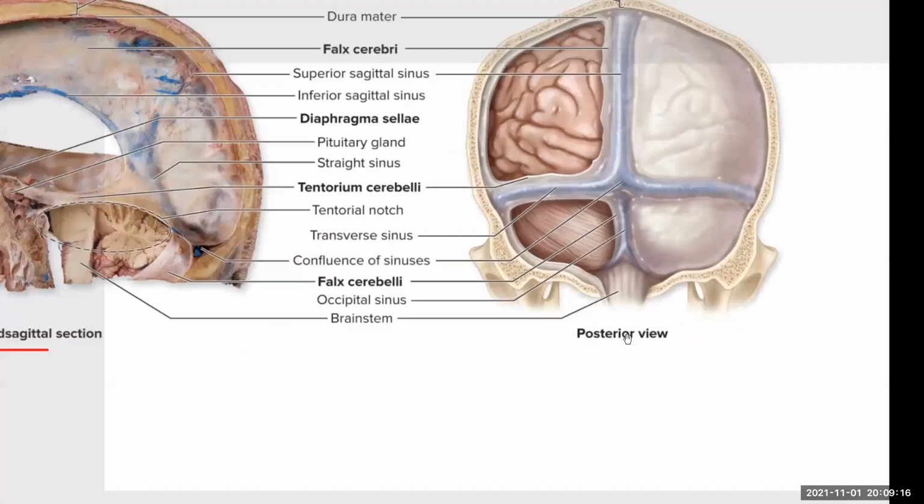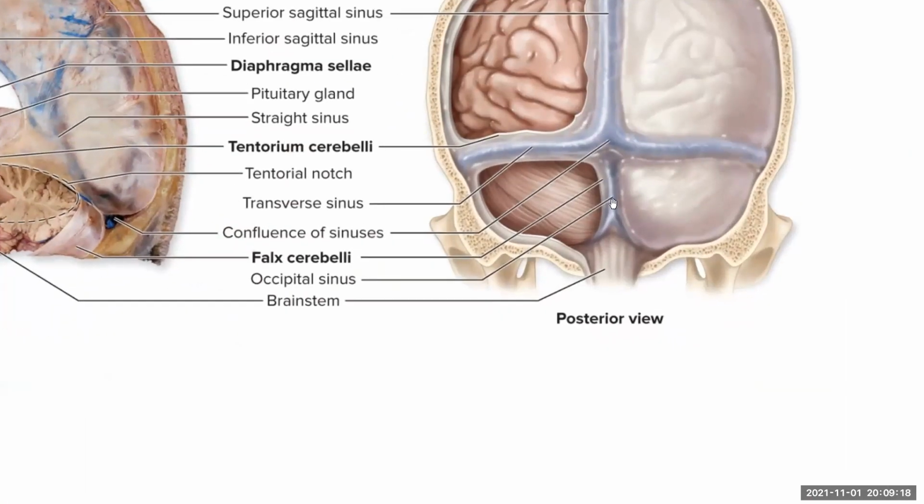And then real quick, again, it's tough to see here on this drawing, but our Falx Cerebelli will divide your left cerebellar hemisphere from your right cerebellar hemisphere. And where it separates, it's going to form the occipital sinus.